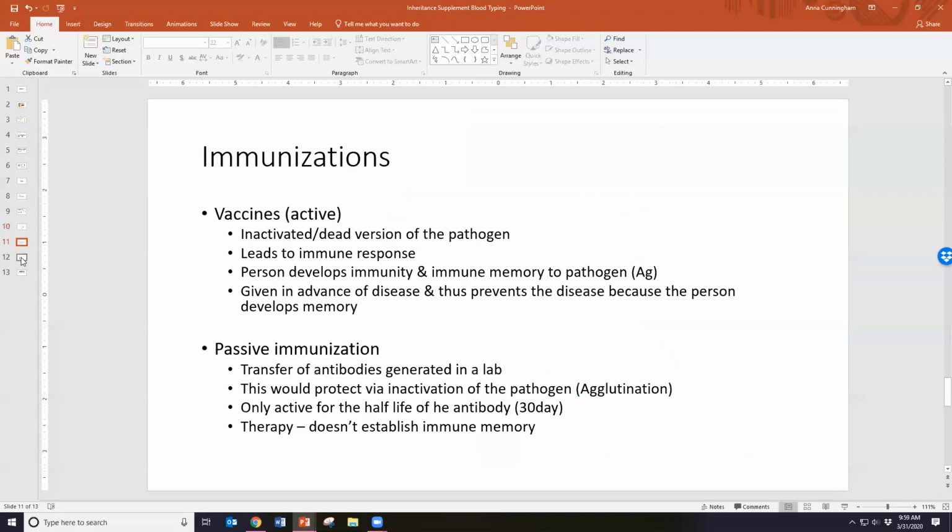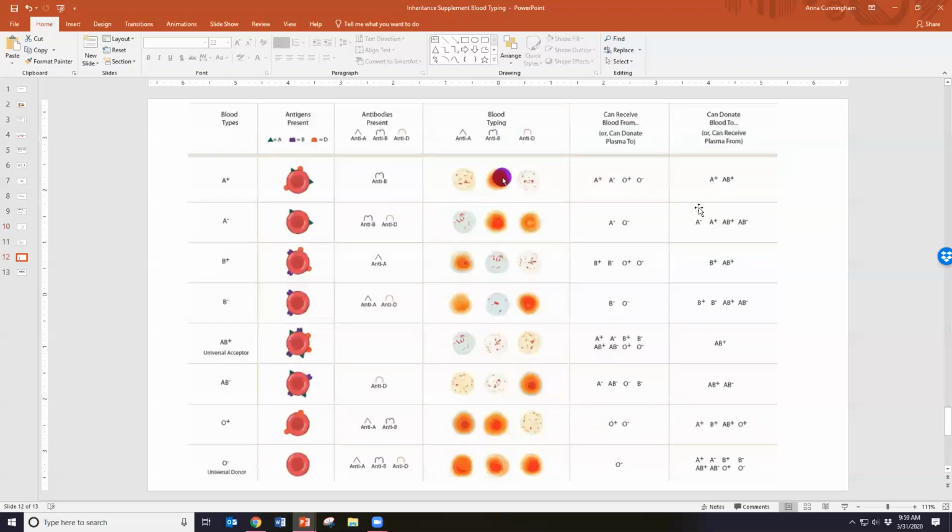Excellent questions. So moving on, just for the sake of time, I did post this on Canvas, so you can see here. This is looking at all of the blood types that exist. So A, B, AB, and O, looking at the antigens present, the antibodies present, how it would look if doing the blood typing, who they can receive from, who they can donate to, just if you're interested.